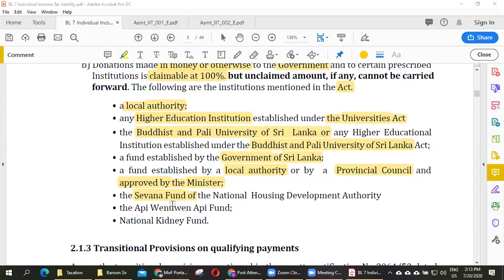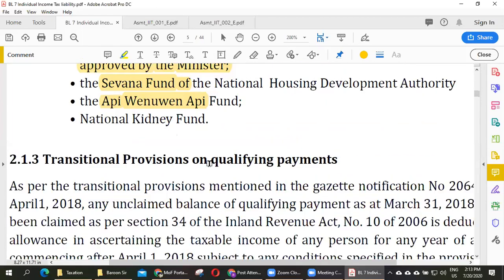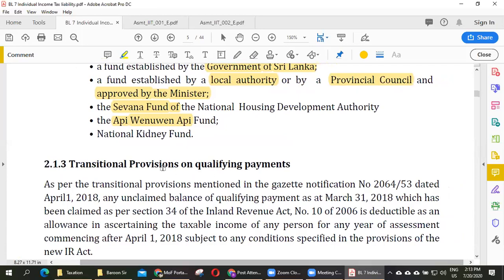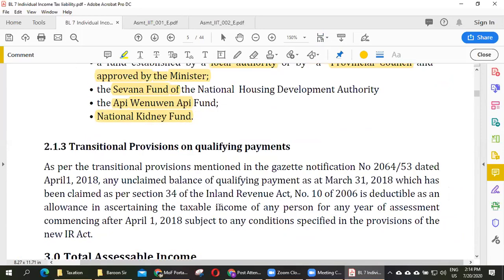And the Api Venuven Api fund, do you know why this fund was established? Yes, for the soldiers, for the war, to construct houses for the national heroes, soldiers, and the national kidney fund. So any donations coming under these categories are considered as donation to the government, and 100% is claimable, right?